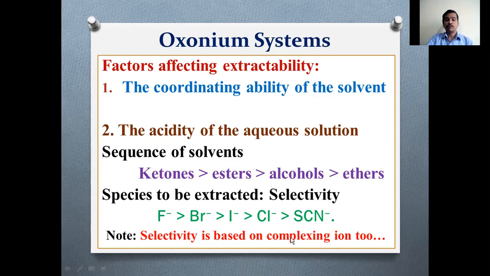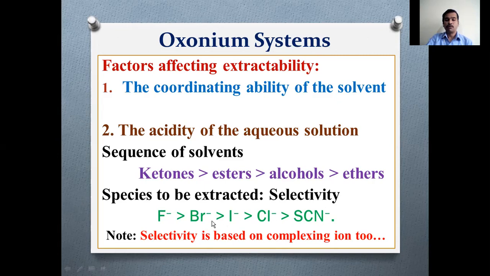So therefore, the selectivity is based on the complexing ion, which is the complexing ion, either the thiocyanate or chloride or iodide or bromide or fluoride. When you take FeF4 minus and FeCl4 minus, among these two, FeF4 minus will be extracted by using oxonium cation of diethyl ether with more selectivity when compared to FeCl4 minus.